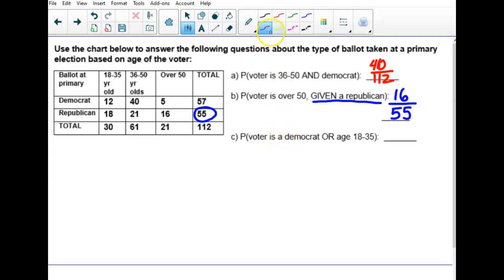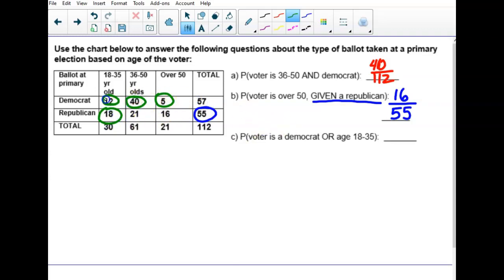Voter is a Democrat or age 18 to 35. So if I ask somebody, are you a Democrat or age 30? These guys would say yes, these guys would say yes, these guys would say yes, and these guys would say yes. Democrat or age 18 to 35. Most common mistake is people add 57 and 30, but that double counts these 12. Do you see what I'm talking about?